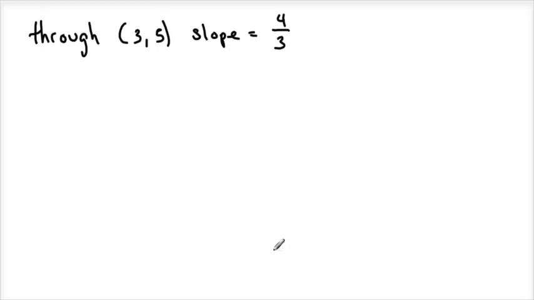So what is my slope-intercept form again? Y equals mx plus b. Do I know my m? Do I have an m? Yes, very good, 4/3.